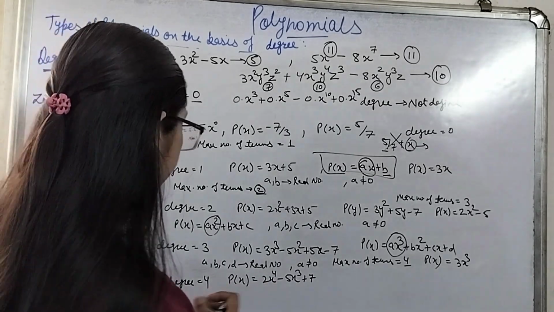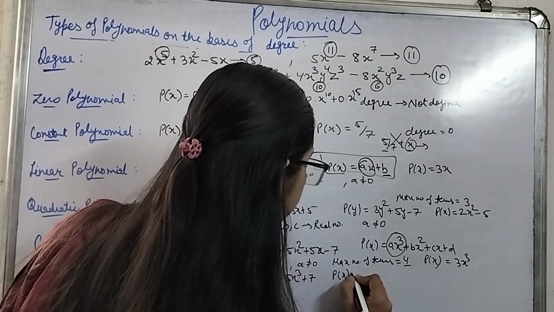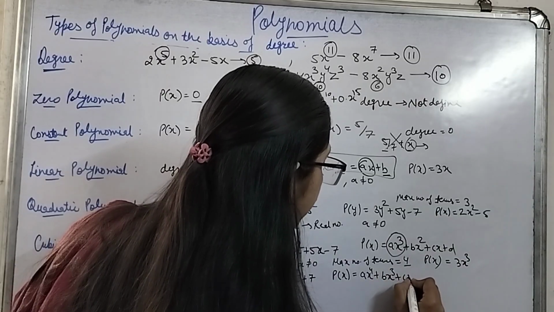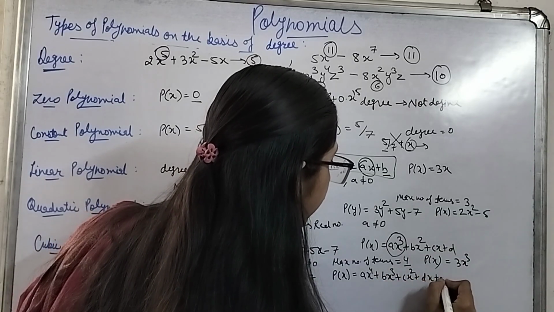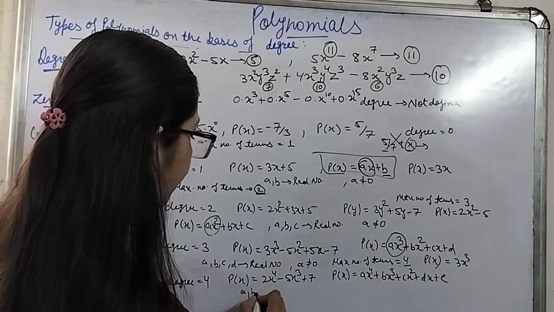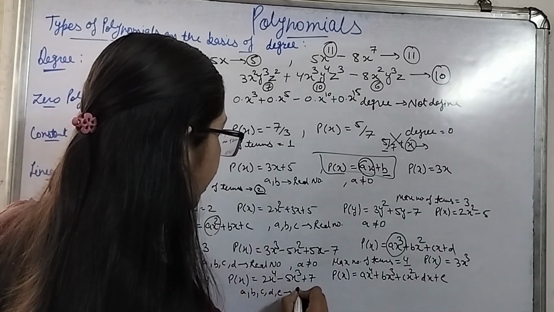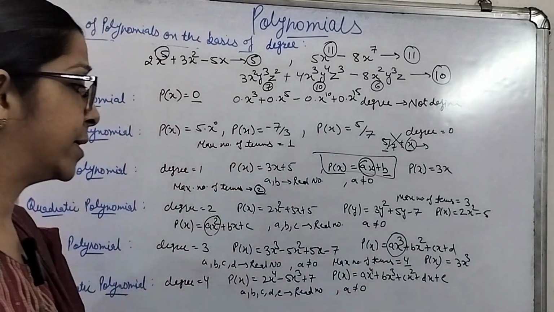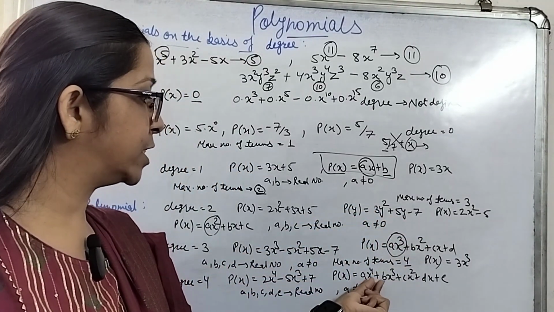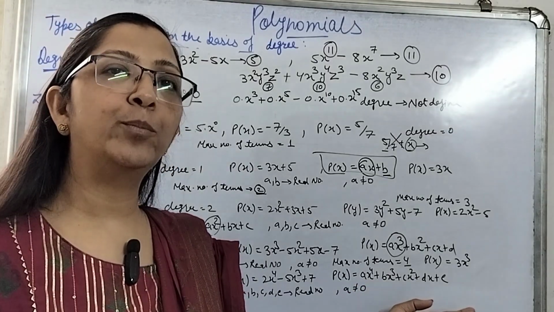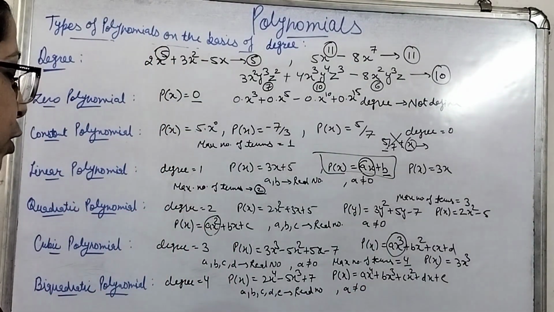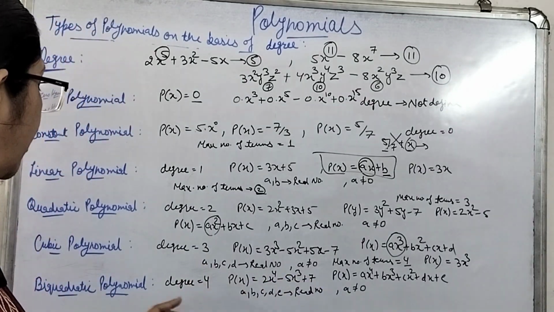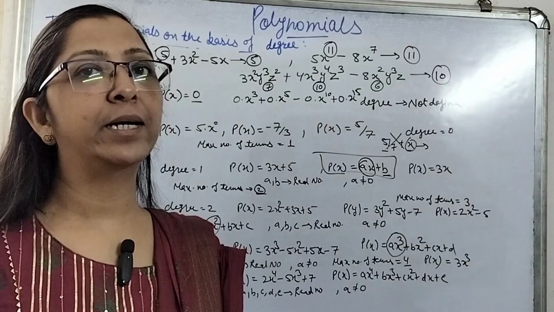And the standard form of the biquadratic polynomial will be p(x) equivalent to ax raised to the power 4 plus bx cube plus cx square plus dx plus e, where a, b, c, d, e are any real numbers and a cannot be 0. The same reason: if this term becomes 0, it will become a cubic polynomial instead of a biquadratic polynomial. So if there is any polynomial whose degree is 4, then such polynomials are known as biquadratic polynomials.